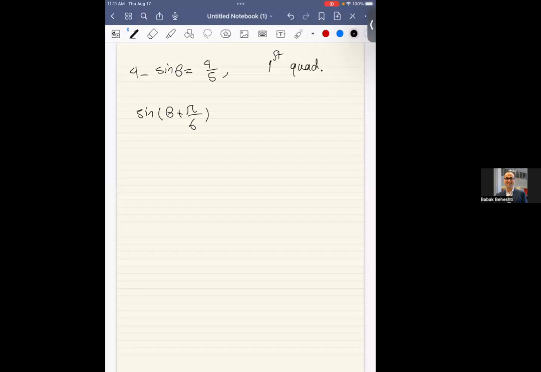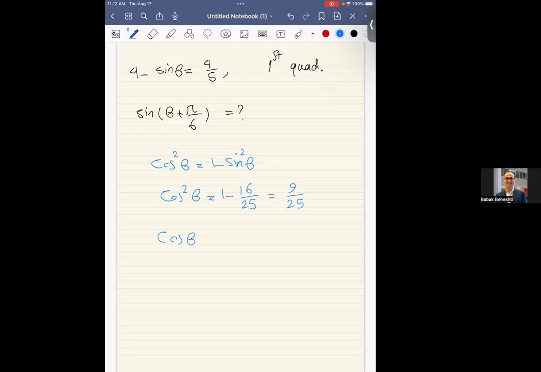So let's first compute cos theta. We know that sine squared theta plus cos squared theta is 1, right? So cos squared of theta is equal to 1 minus sine squared of theta. That means cos squared of theta is equal to 1 minus 16/25, which is 9/25. So what is cos theta then?